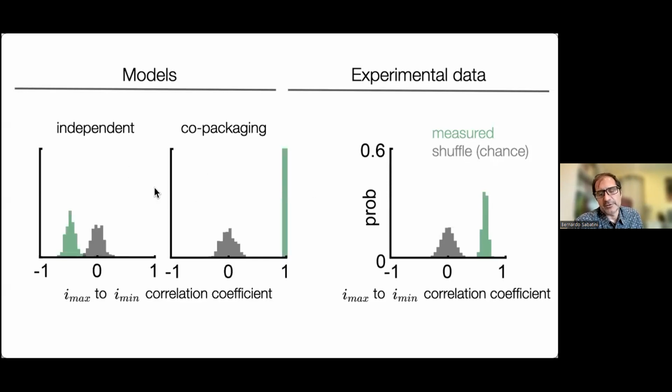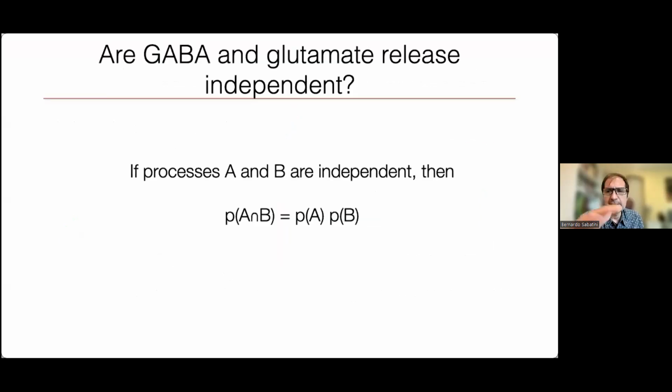And if we look at the models, the idealized models, a perfect co-packaging situation with no noise and perfect recordings, we'd expect, of course, the correlation coefficient to be perfectly 1, whereas for an independent release model, we actually expect it to be negative because a large GABAergic current should occlude a glutamatergic current and vice versa, okay? But from this, we can see that, in fact, our data is consistent with co-packaging of both GABA and glutamate in the same synaptic vesicle. So that's one statistical test that we did for many, many different synapses.